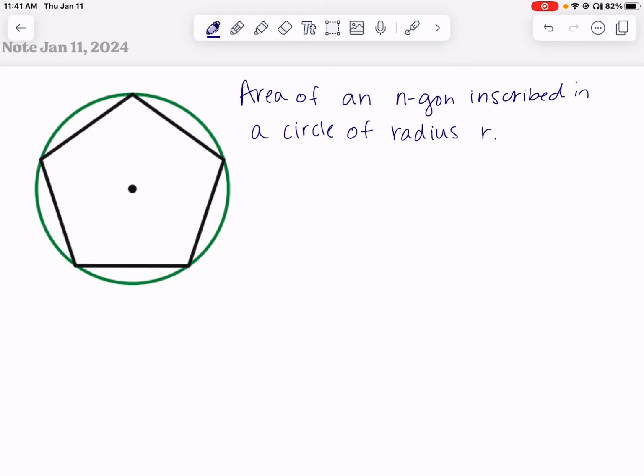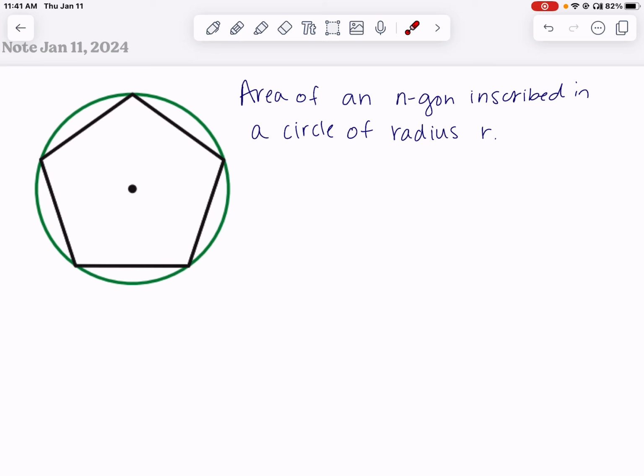Okay, in the last two videos, we looked specifically at an octagon that was inscribed in a circle that had a radius of 3. For this video and the next one, we're going to look at just a general polygon. So we're going to call that an n-gon because we're not actually sure how many sides our polygon has. We're also going to say that a circle of radius r. We don't know what the radius length is.